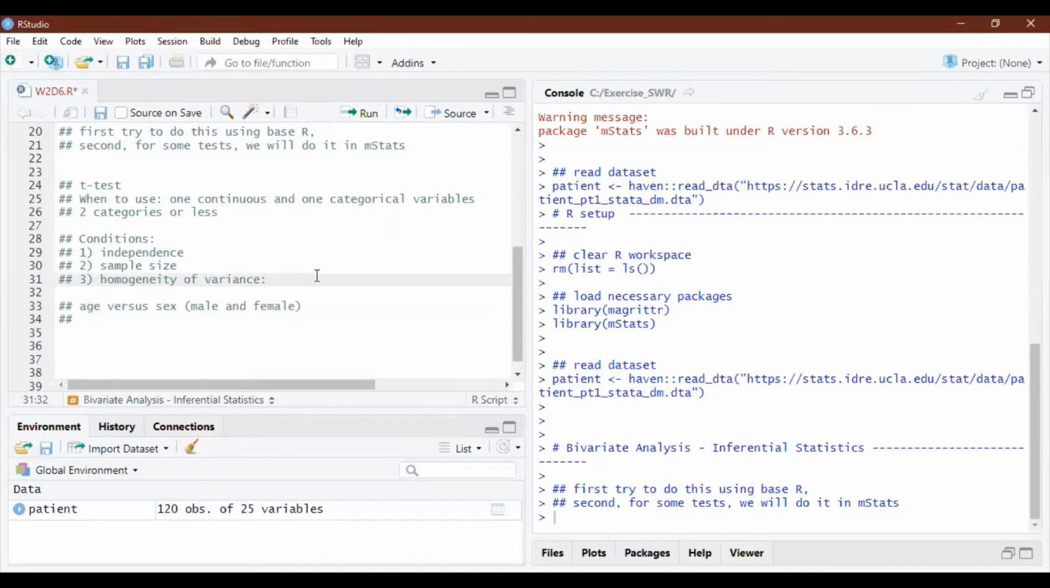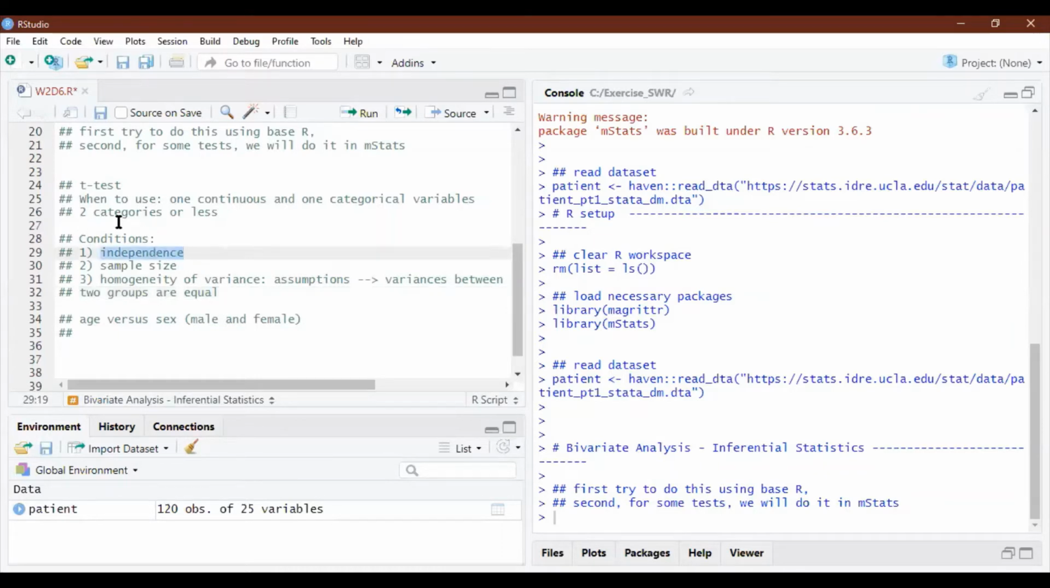So here the assumption should be the variance should be equal. The assumption here is that the variance between two groups should be equal. So these are the general t-tests, the conditions for the general t-test.